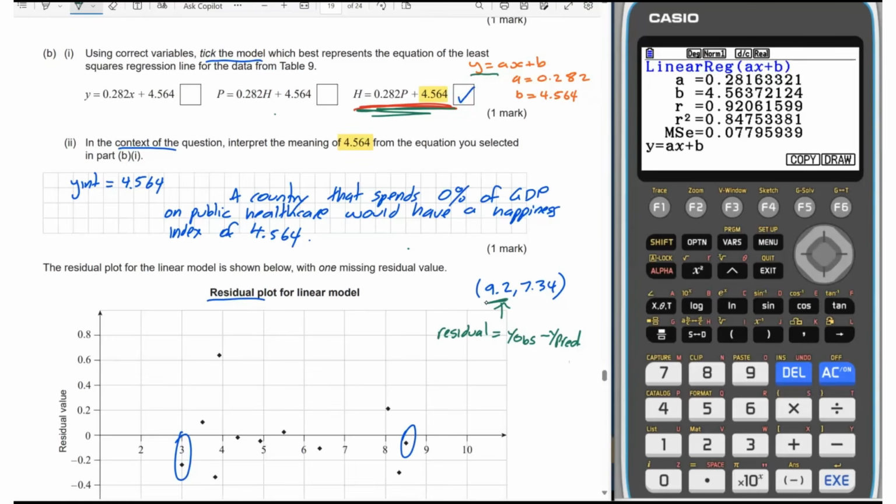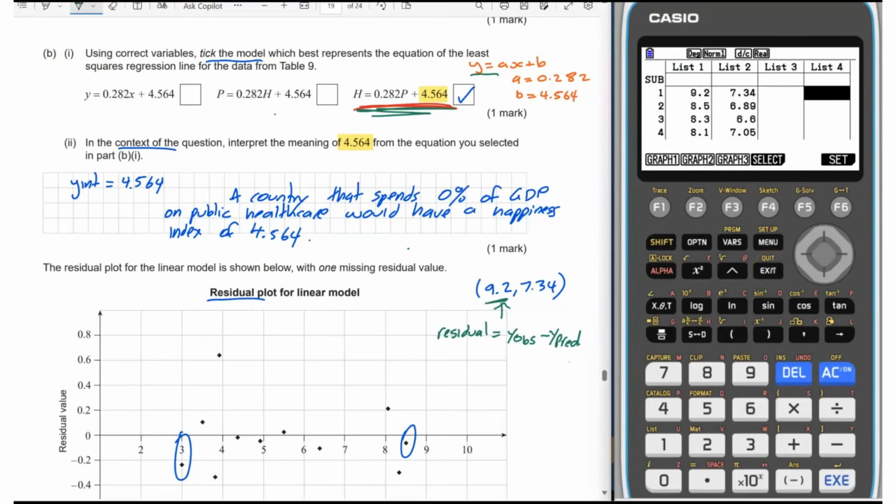So to get this in the calculator, we'll just press exit. We're just going to go to our list. Now in list 3, we want to actually enter that equation.